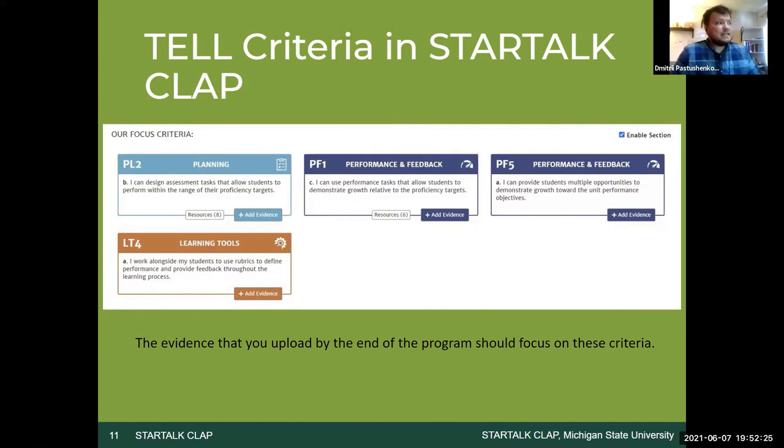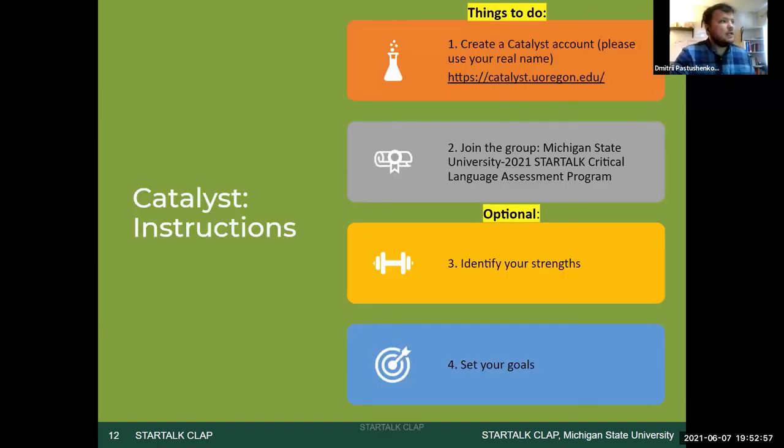I can design assessment tests that allow students to perform within the range of their proficiency targets. This is the second one: I can use performance tasks that allow students to demonstrate growth. I can provide students multiple opportunities to demonstrate growth. And I work alongside my students to use rubrics to define performance. So our program is built around these criteria. And by the end of the program, you will upload more evidence that will be in line with this. So that's the plan.